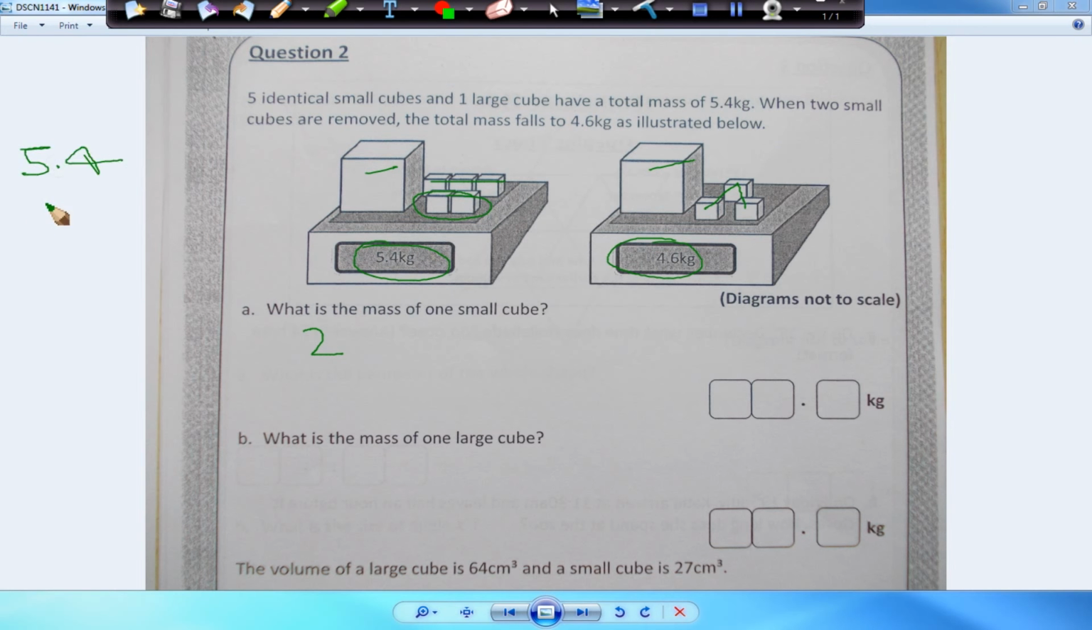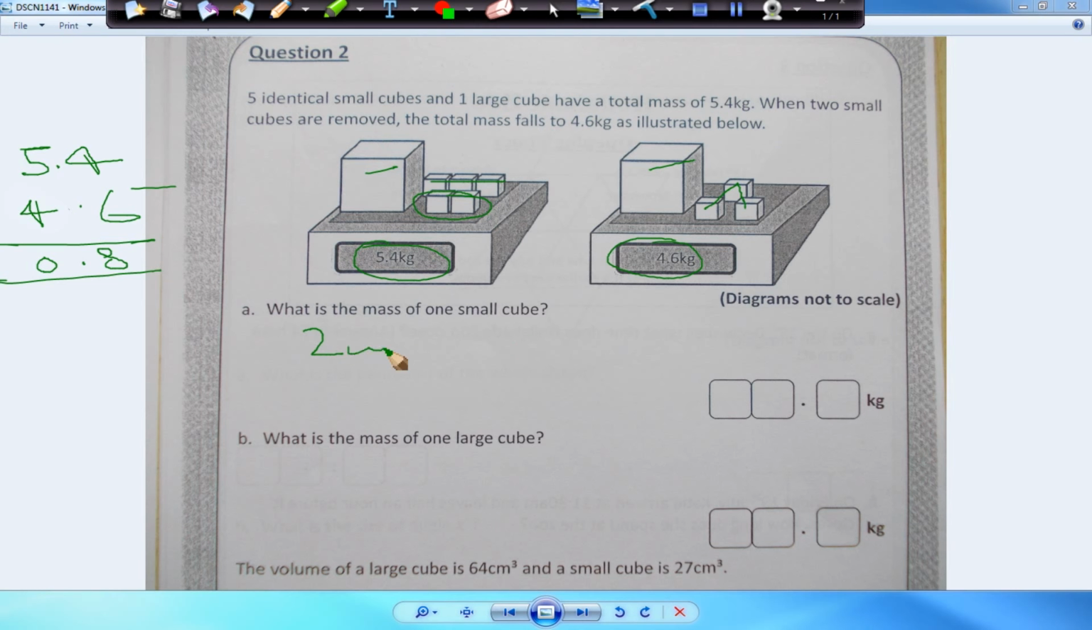5.4, and we minus 4.6, sorry. 4.6. Okay, let's just get the rubber and just make that a bit neater. Okay, that's good. We don't want it to look ragged. So from 5.4 to 4.6, the correct answer was 0.8 kilograms.